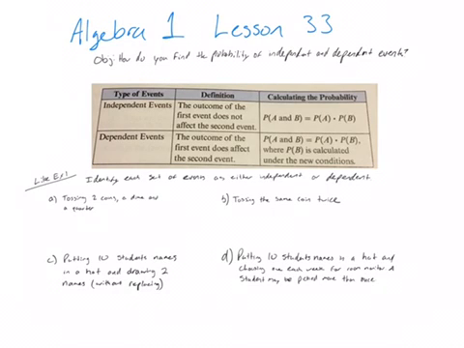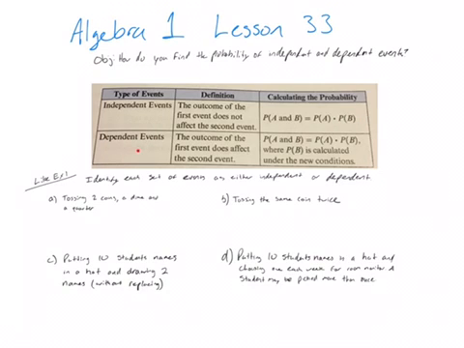This is Lesson 33. Our objective for today is: how do you find the probability of independent and dependent events? So the first thing we need to do is, what is an independent and a dependent event? Well, an independent event, think about if you're being independent, then you can make your own decisions. It's not based on what other people want. So the definition of an independent event is the outcome of the first event does not affect the outcome of the second event. And if we want to calculate that probability, you just find the probability of the first one and you multiply it by the probability of the second one.